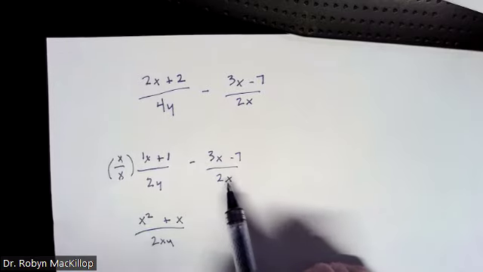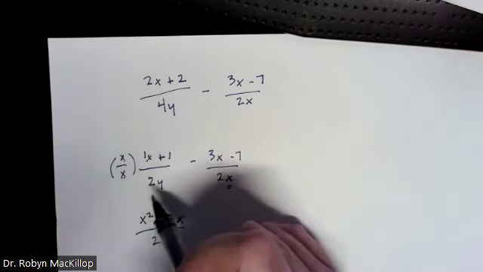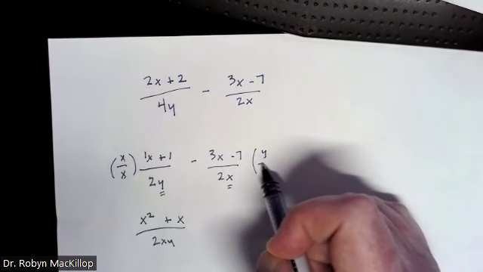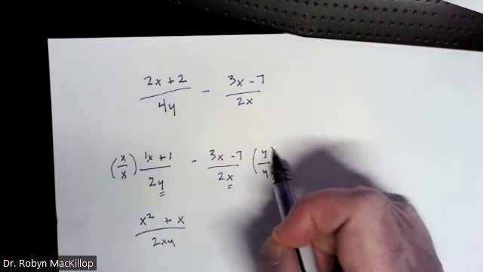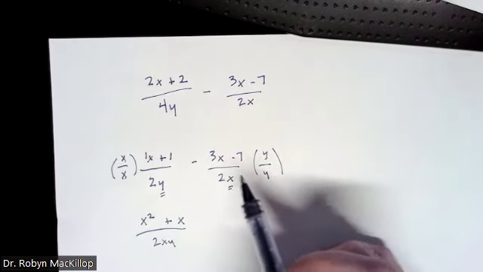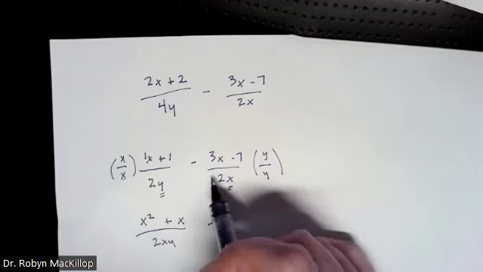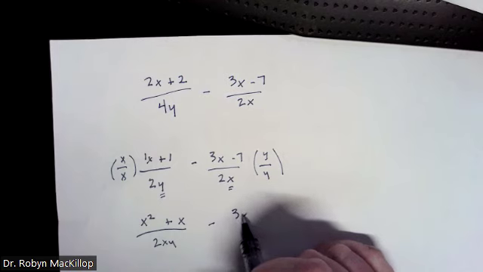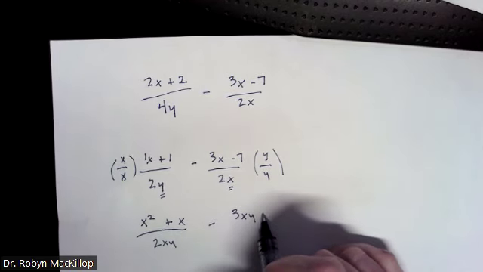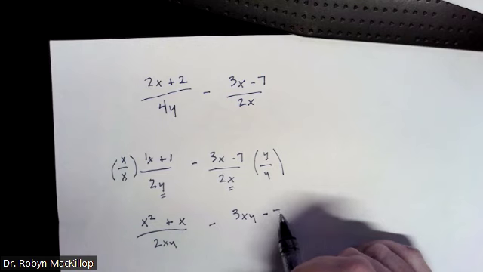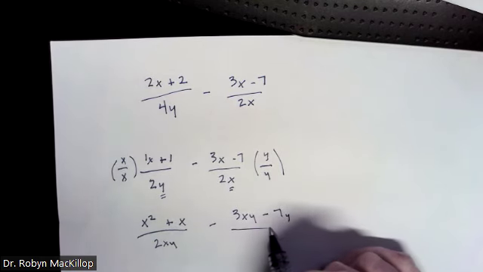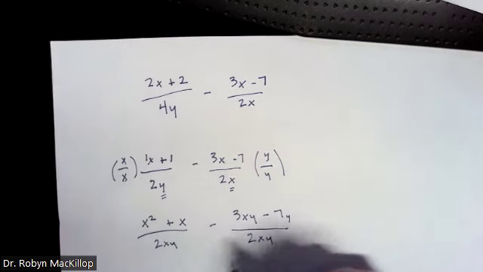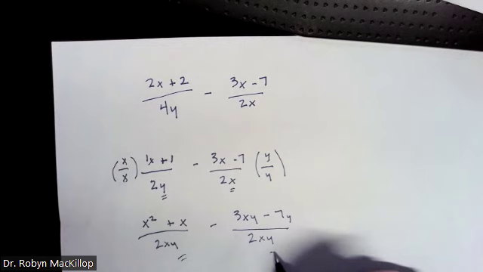Now we're going to come up to this one and we're going to multiply it by the y. This is how we get a common denominator. They have to look the same. So now 3x times y is 3xy minus 7 times y is 7y over 2x times y is 2xy. See, now your denominators are the same.